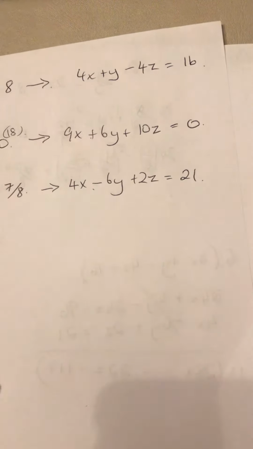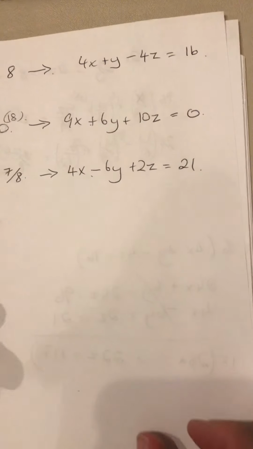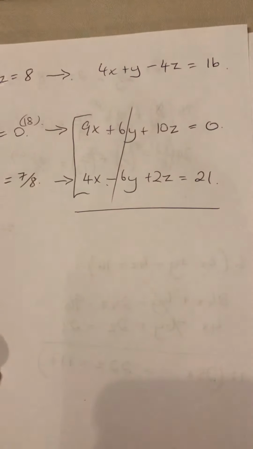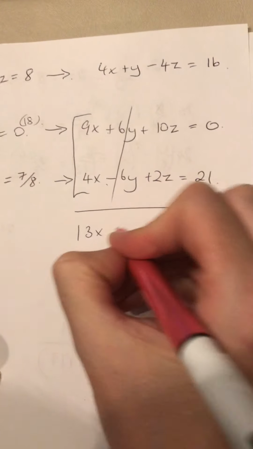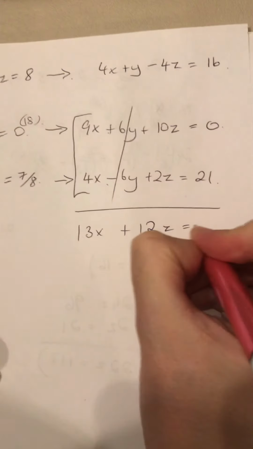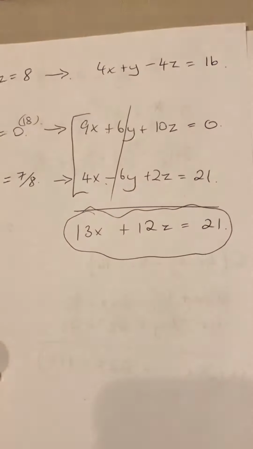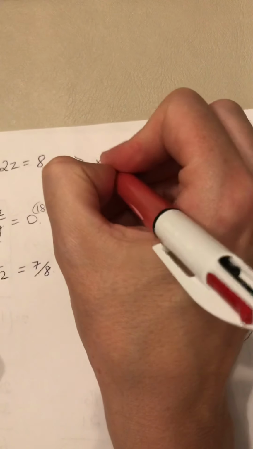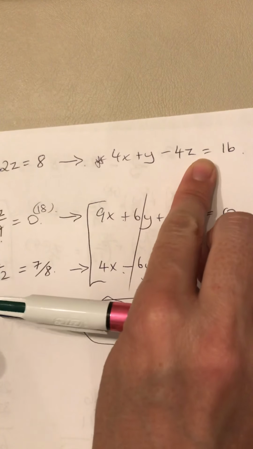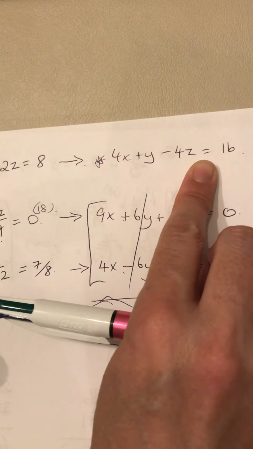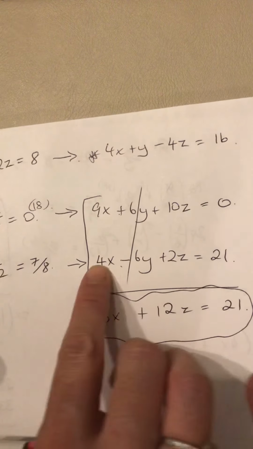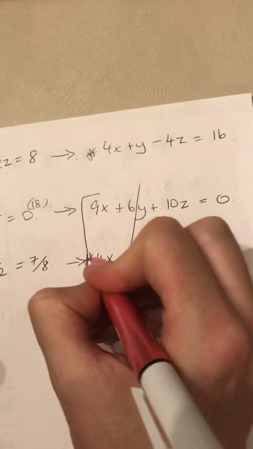So had they started off like this, it would have just given me an easier question to do. I'm going to take these 2 lines because straight away I can see the y's are going to cancel out. I end up with 13x plus 12z is equal to 21. There's one of my junior cert equations. And what I'm going to do is take this equation and multiply it by 6, and it will cancel off. I'm going to use this one then as well.